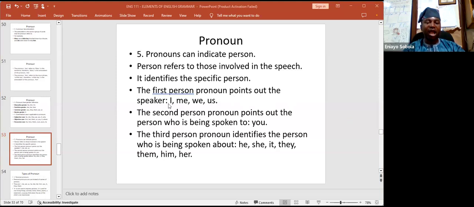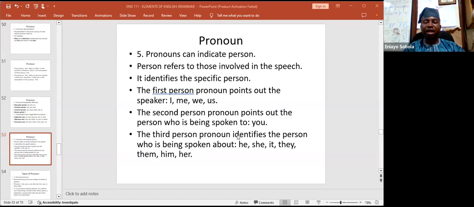For example, I, me, we, us. We use I if I'm the only one person involved. But me, if the person speaking is referring to him or herself. We, when we have more than one person involved. But the second person pronoun points out the person who is being spoken to. The person you are speaking to is actually the second person. And the pronoun you is used to indicate that particular person.